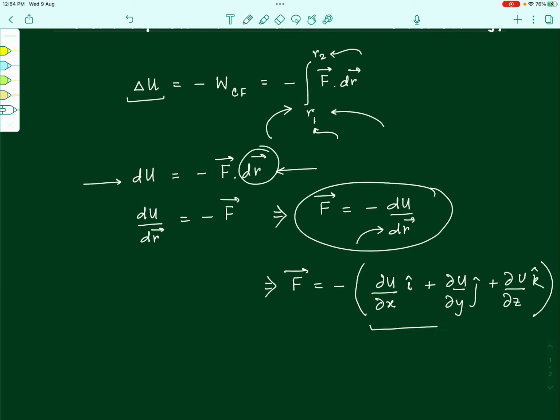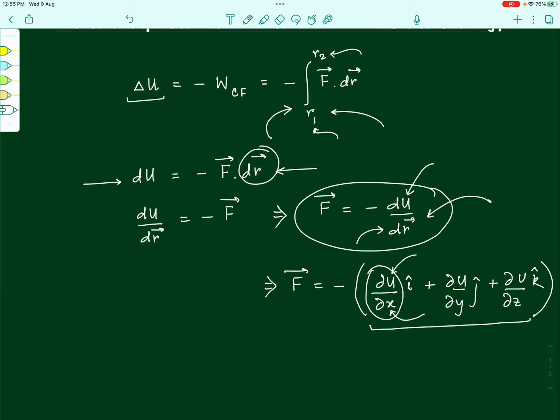This is essentially the function that we are writing here as simply du by dr. Now, what is this term? What is del u by del x? Del u by del x is the derivative or the differentiation of the function u with respect to x, considering x as the variable.